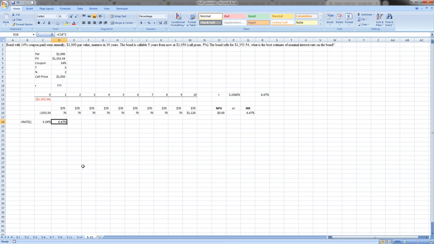So again, there's three different ways you can approach this. You can use an NPV, IRR, or the rate function. Again, remember, if you try to do this manually, you're going to have to use an iterative approach where you guess higher and lower, because you're not going to be able to isolate for R algebraically.